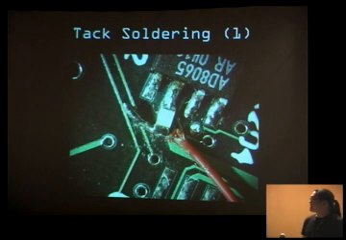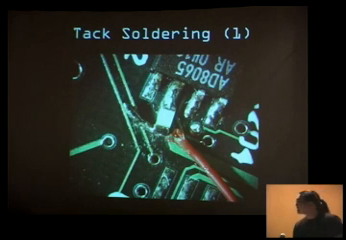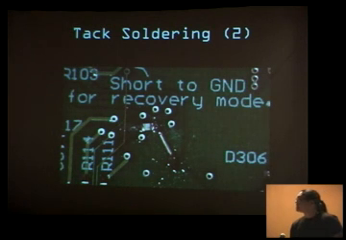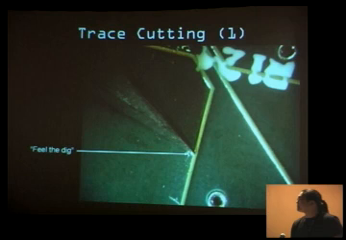Another thing you've got to do is tack soldering. You just take a pair of tweezers, heat up the workpiece, shove in the resistor, put a wire on it. So this is a tack solder job. There's another example of a tack solder job here: short to ground for recovery mode. Put a resistor, find the ground pin, tack solder it on, you're done, right? And you've got recovery mode going on.